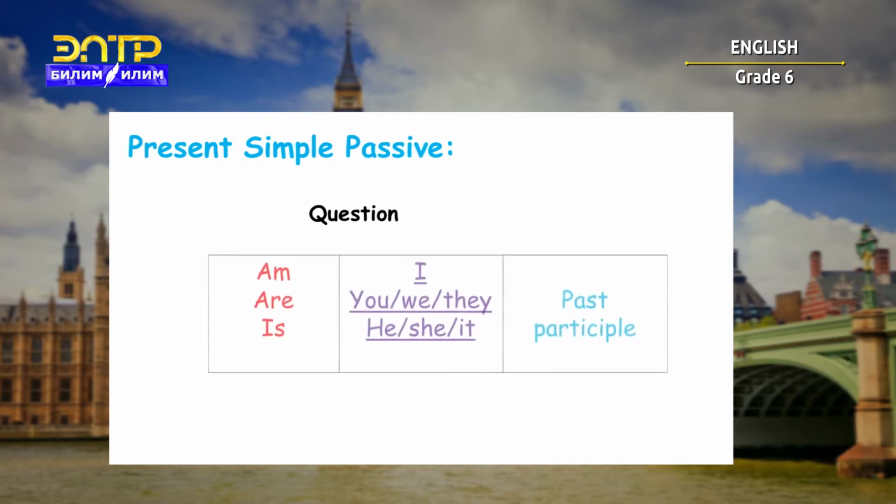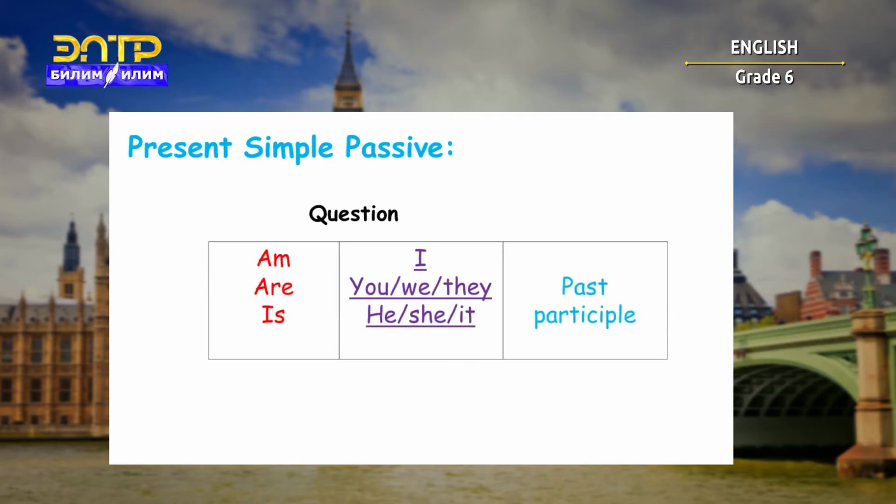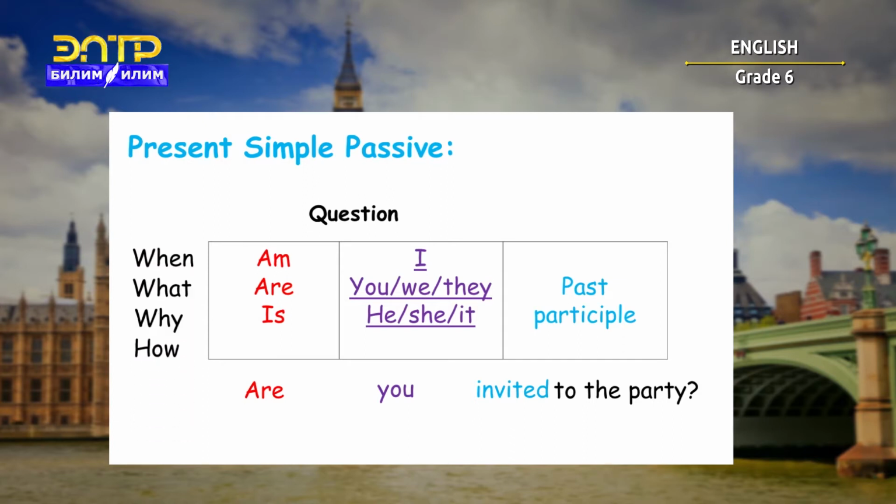And the question we form with the help of the auxiliary verb to be in the present simple tense: am, are, is, then the object, and then the past participle. For example, are you invited to the party? And to make special questions or WH questions, we put question words before the auxiliary verb. For example, when are you invited to the party?